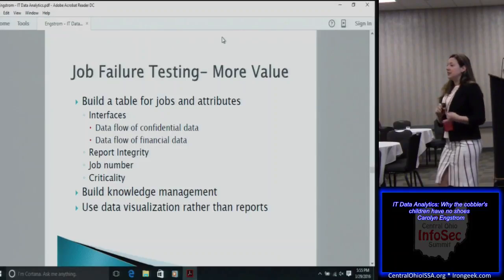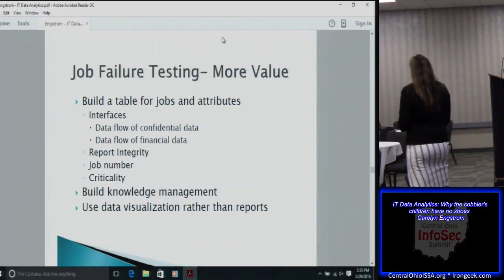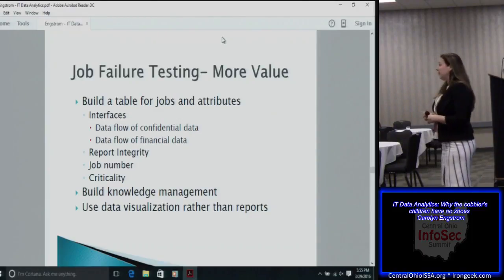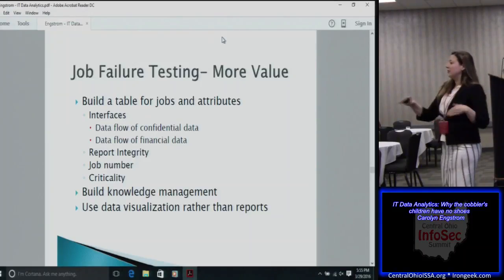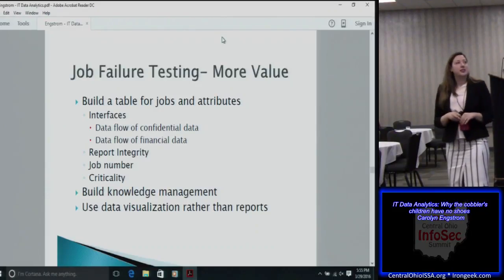Which of those interfaces contain confidential data? Which of these interfaces contain financial data? And then we can quantify our job failures and say, here's the percentage of our job failures that have a financial impact. Here's the number of our job failures that have a confidentiality impact to our system.